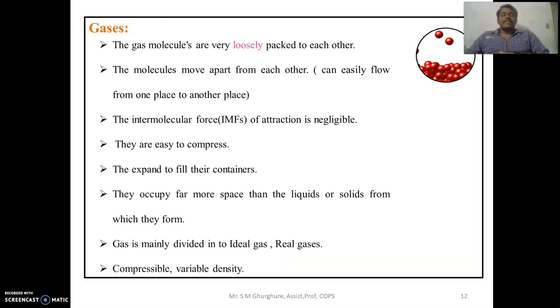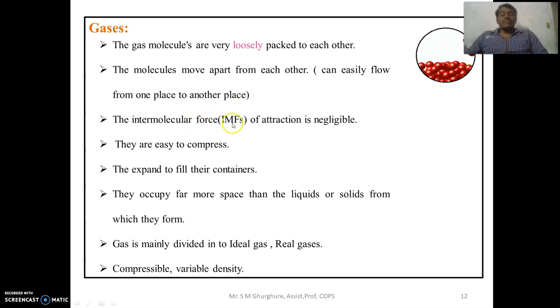The next state is the gaseous state of matter. In the gaseous state of matter, the molecules are very loosely packed to each other. The molecules are apart from each other and can easily flow from one place to another place. Here you have to see that the molecules are loosely packed, that's why the molecules move from one point to another point, or molecules can easily flow from one place to another place.